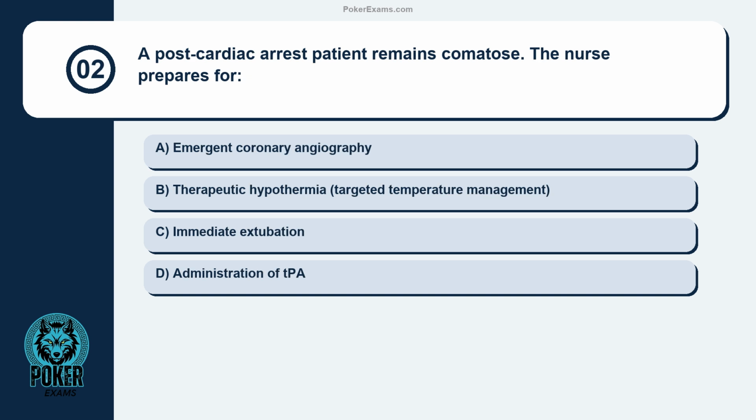Question 2. A post-cardiac arrest patient remains comatose. The nurse prepares for emergent coronary angiography, therapeutic hypothermia, targeted temperature management, immediate extubation, administration of TPA.